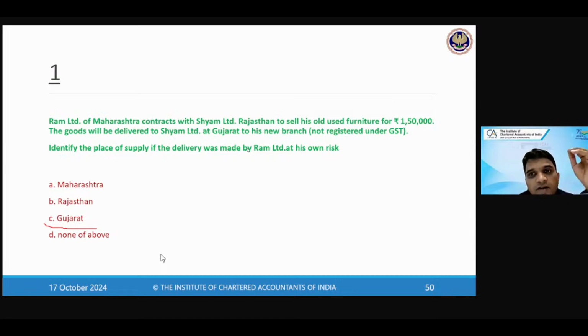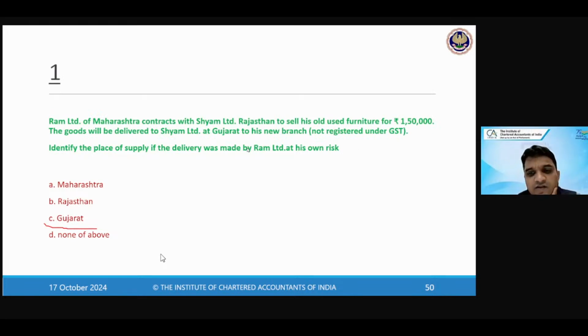Okay, so the place of supply is Gujarat. Not registered under GST, doesn't matter. When we discussed 10(1)(a), we did not say whether it is registered or unregistered. The supplier, if he's registered, will charge GST based on where the goods are getting delivered. For goods, you don't have to see whether the recipient is registered or unregistered. That is not your criteria. You will see where the goods are getting delivered. That is the place of supply. Simple.